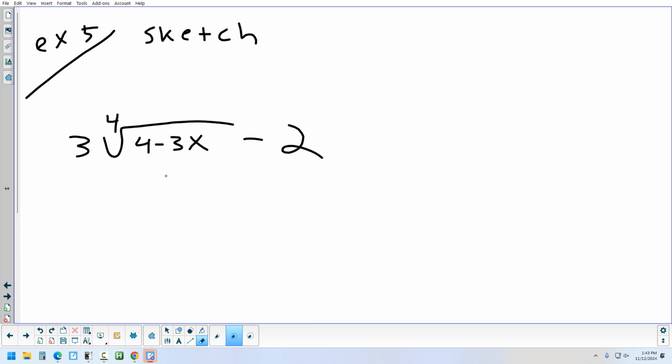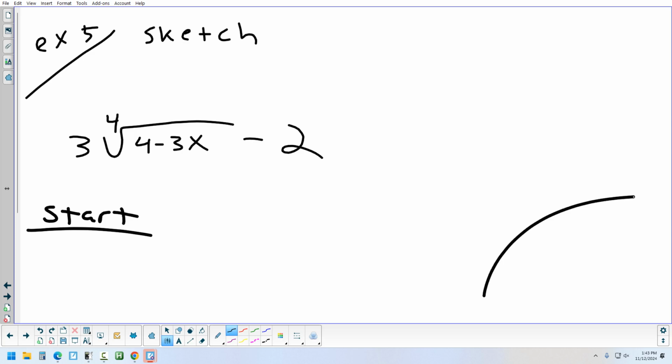All right, so now, are we going to have a start point, or are we going to have a center point? This is going to have a start point, which means it's only going to curve in one direction. Which way do even roots normally curve? Normally they curve that way, to the right. That negative is going to cause the graph to do what? Reflect which way? A horizontal reflection means it's going to curve that way. So this graph is going to curve to the left.